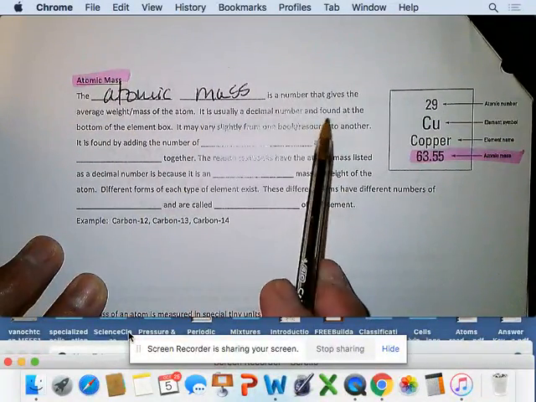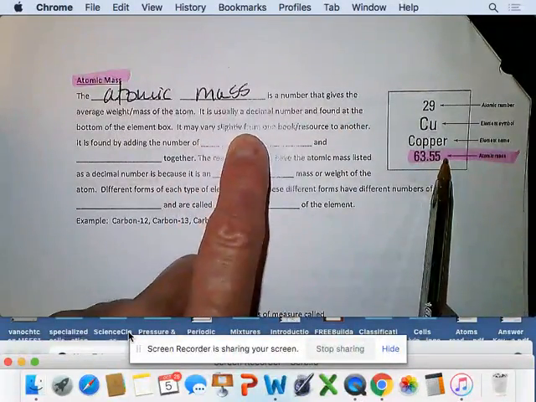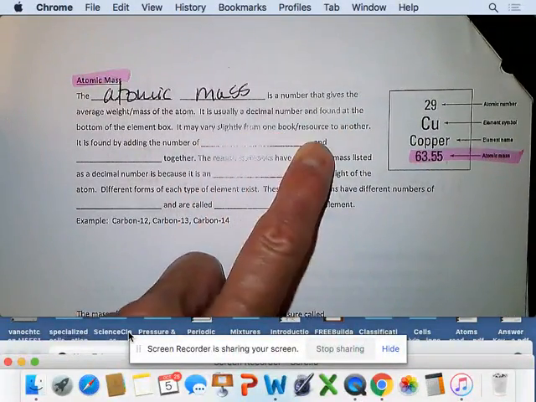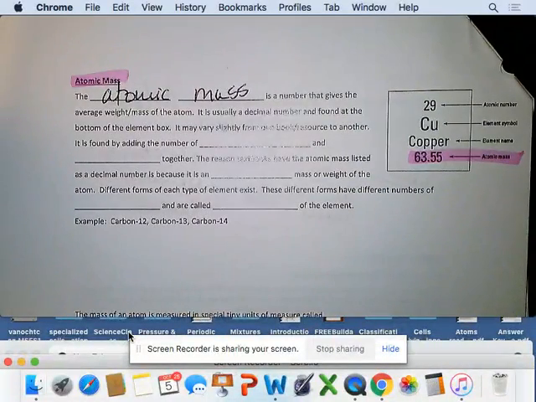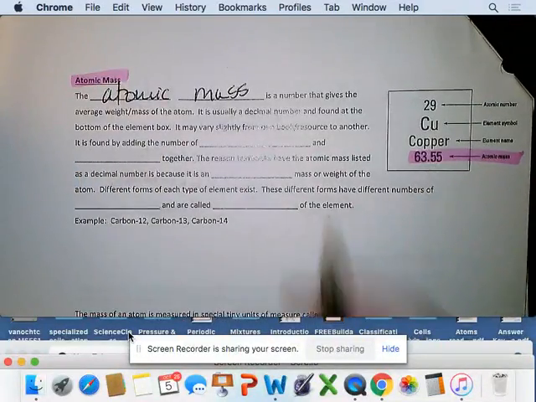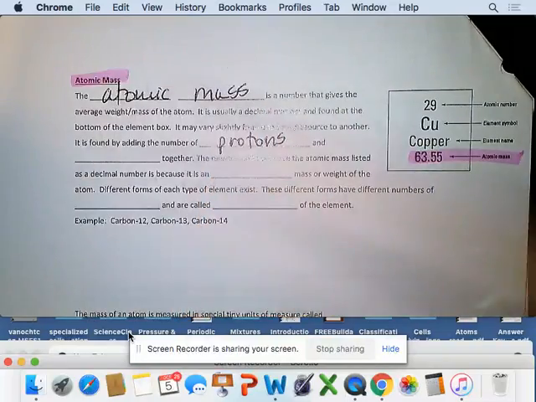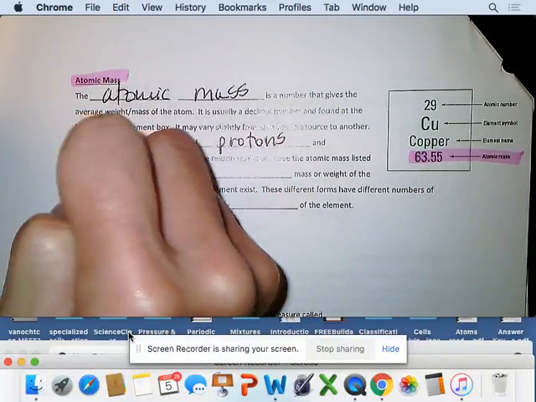So the atomic mass is a number that gives you the average weight or mass of the atom. It's usually a decimal number and found in the bottom of the element box. It may vary slightly from one book or resource to another. That's why I told you, don't pull a periodic table off the internet. Use the ones I give you so that our answers are consistent and there's no confusion when I'm checking papers, okay?